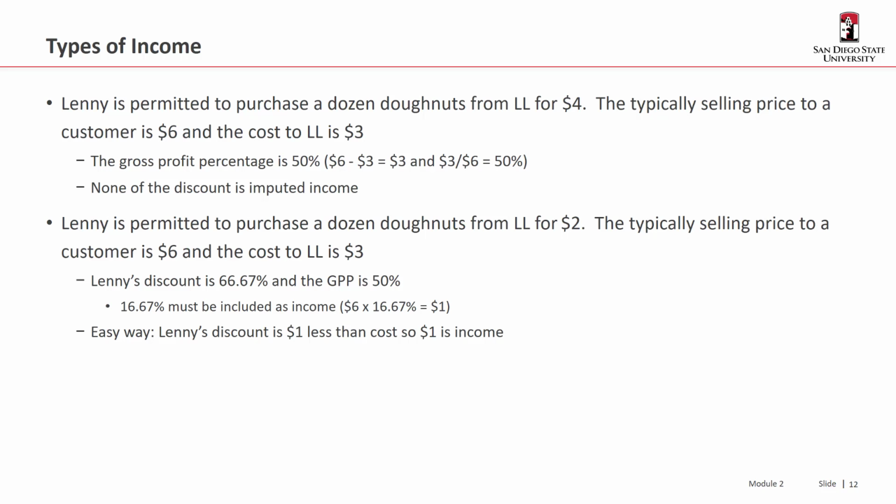Now, the reason I don't like the way the book writes it, and frankly the tax code writes it, is, God, this gross profit percentage calculation just makes it more difficult. I like to look at it as Lenny's discount is $1 less than cost, right? Lenny's price goes down to $2. That's $1 less than Lard Lads' cost of $3. That means he has to recognize $1 of income.